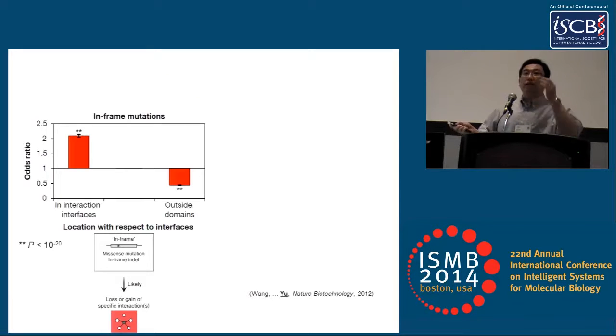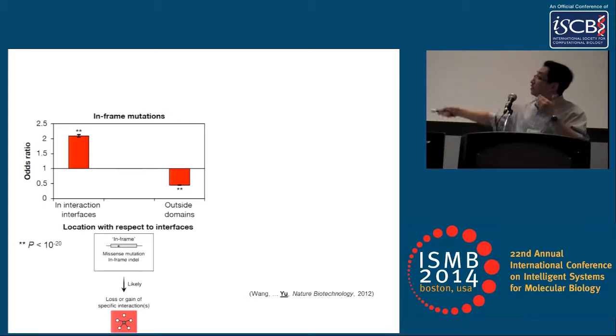So the first thing we did is we looked, within our 3D interactome network, at the distribution of the in-frame disease mutations and where they are in relationship with the interaction interface. Please note, in this paper, the first step, our resolution is at the domain level. So these are interface domains, right? Then we found that there is a very strong enrichment for in-frame disease mutations to be in specific interaction interface domains, right?